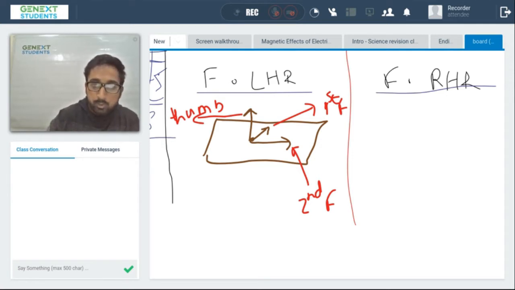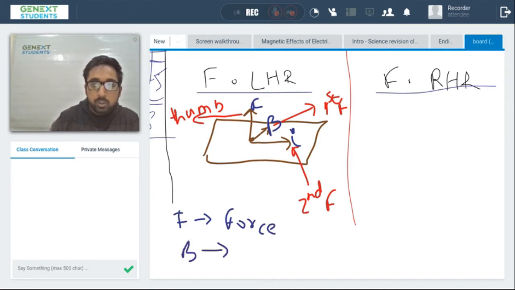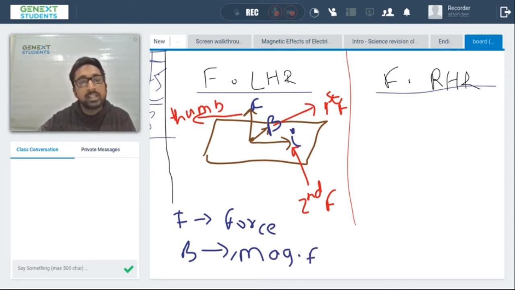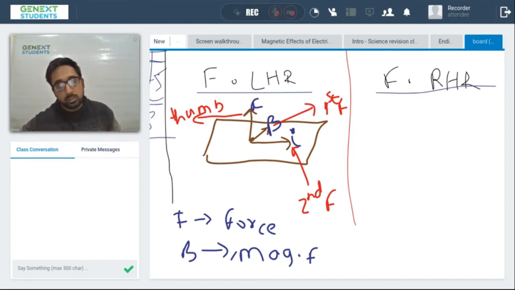Just memorize it. Do you know FBI? What is FBI? F stands for force, which you already know. B stands for magnetic field, and I is current. As simple as that. So this is what Fleming's left hand rule looks like.